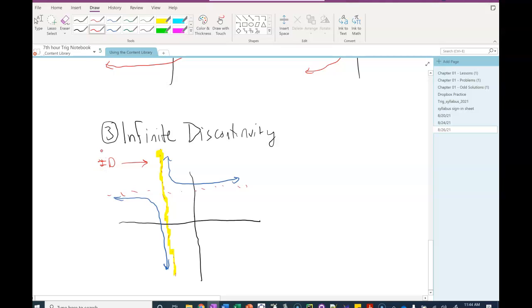Now, last year we had a different name for this thing. What did we call this? Vertical asymptote, right? Good. So here's the question. Is there a difference between vertical asymptotes and infinite discontinuity? Yes, there is. So here's the deal. All infinite discontinuities are vertical asymptotes. Not all vertical asymptotes are infinite discontinuities.